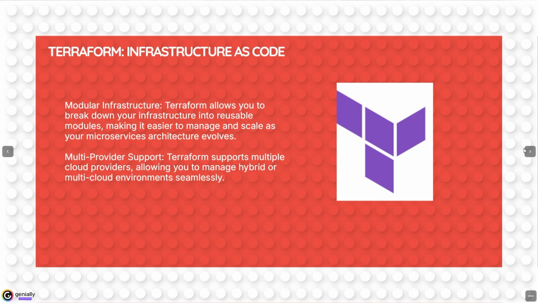Next one is modular infrastructure. Terraform allows you to break down your infrastructure into reusable modules, making it easier to manage and scale as your microservices architecture evolves. Next one is multi-provider support. Terraform supports multiple cloud providers, allowing you to manage hybrid or multi-cloud environments seamlessly.